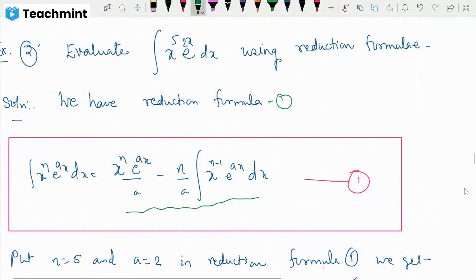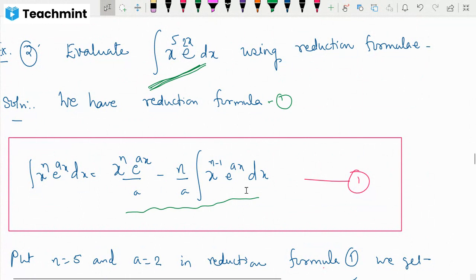If you solve this problem simply using integration by parts, then this is not the proper way. This is not the method of integration which we are using here. So we are using reduction formula to evaluate certain integrations. So this is a method of integration, and this part we are seeing in this chapter.